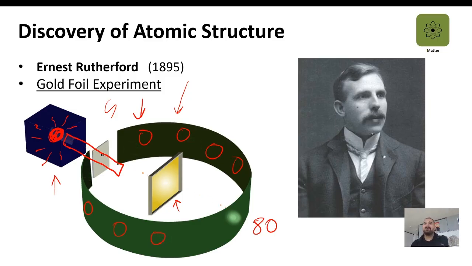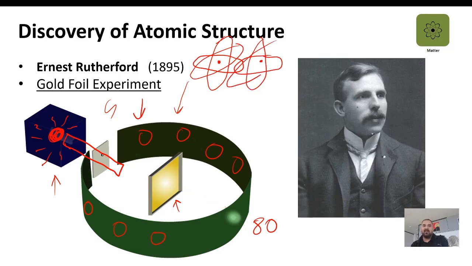All right, so here's what he discovered. He discovered that the plum pudding model is incorrect, and that all of the mass is in the center of the atom, and the atom is just surrounded by a bunch of empty space. So here we have another one, and it's just surrounded by empty space. So when you shoot these particles, a majority of them are just passing through the empty space. And all the ones that pass through the empty space, that's the 80%, are just going straight through.